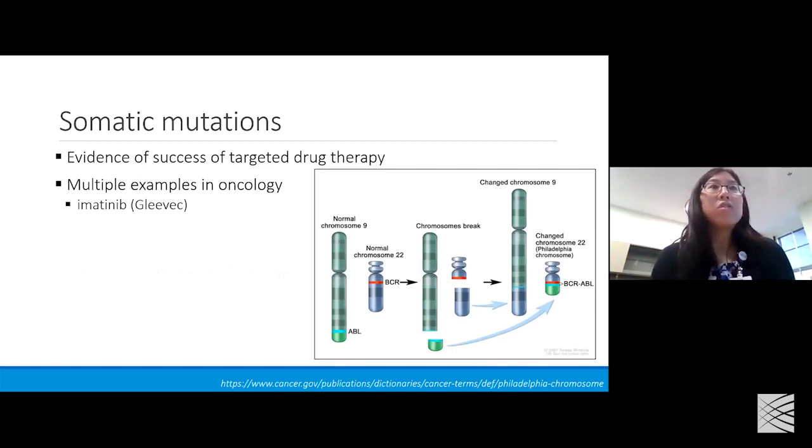The initial uses of pharmacogenetics were mainly in cancer therapeutics, and the earliest successes were in targeted drug therapy. One example is the use of imatinib or Gleevec for chronic myeloid leukemia. Let me give a little bit of background.